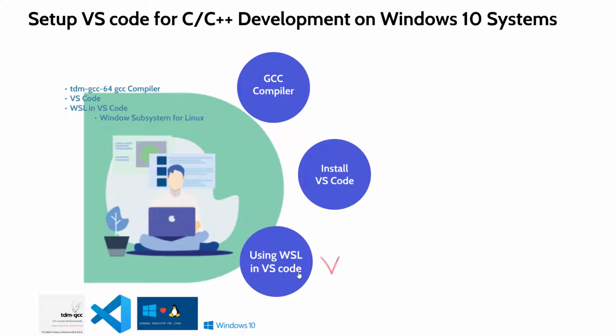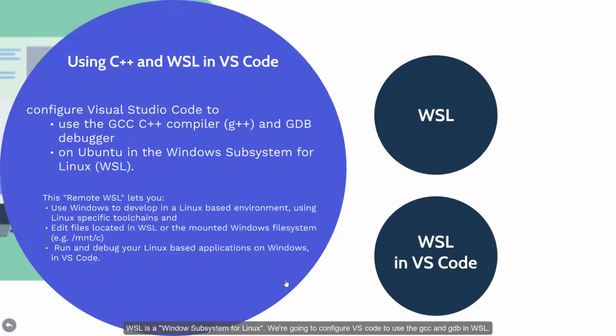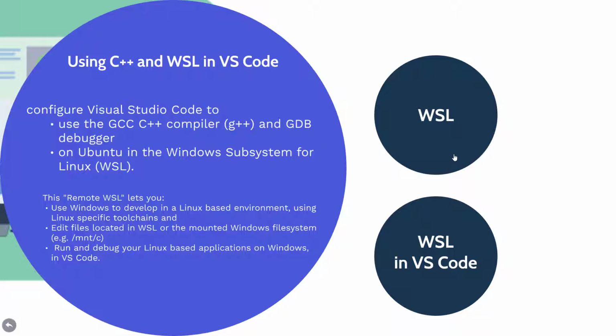Now we're gonna show how to use WSL in VS Code. WSL is the Windows Subsystem for Linux. We're gonna configure VS Code to use the GCC and GDB in WSL. First, we need to install WSL in our Windows system.